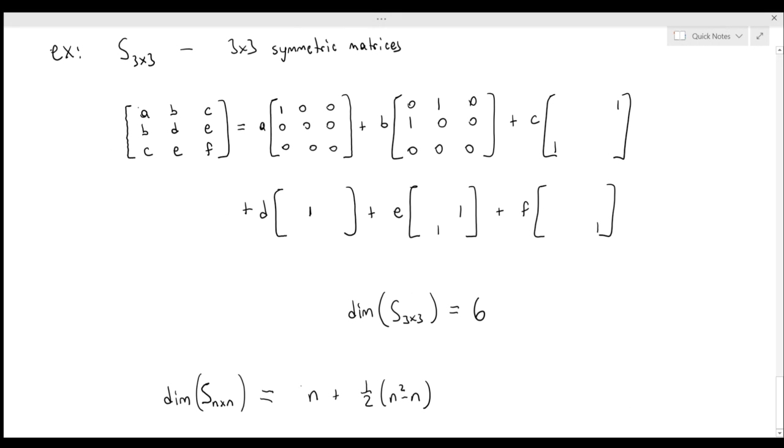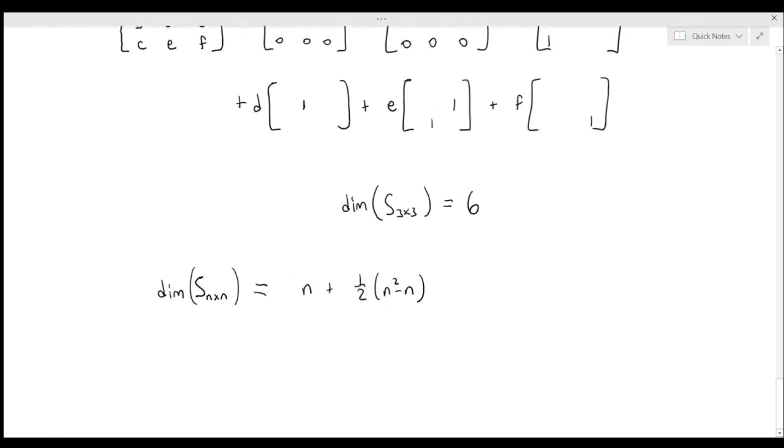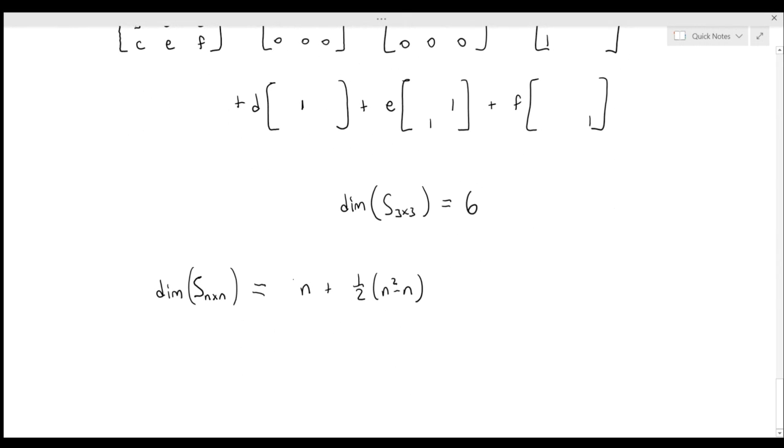Because just like with the upper triangular matrices, we need letters for each of the diagonal entries. And then we need letters for everything above the diagonal. We don't need any additional letters for everything beneath the diagonal, because these are just going to be reflected across the diagonal. So once you fill in the upper half, you already have the lower half automatically. You don't need any other letters for that, okay? So it actually gives you the same dimension as the space of n by n upper triangular matrices.